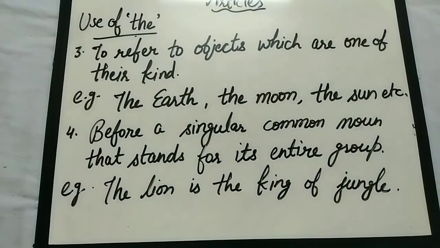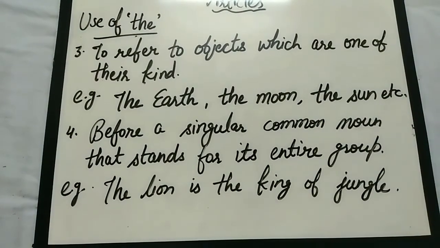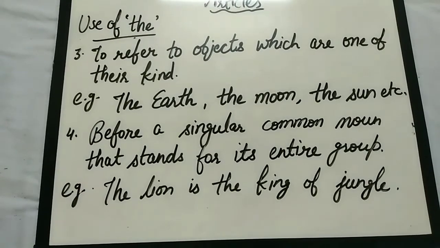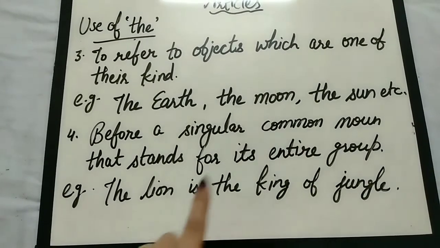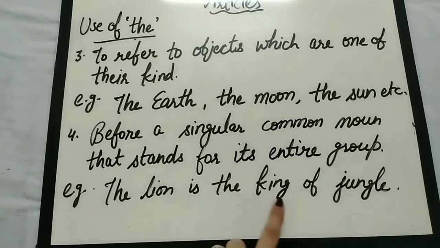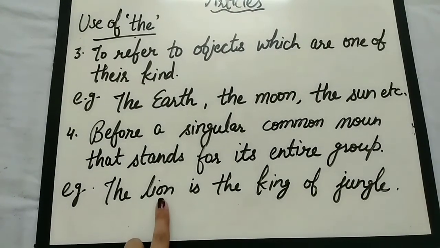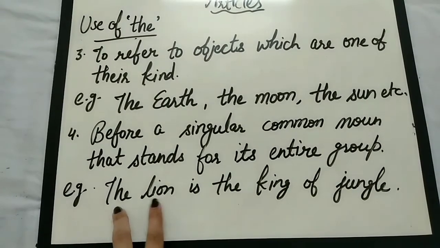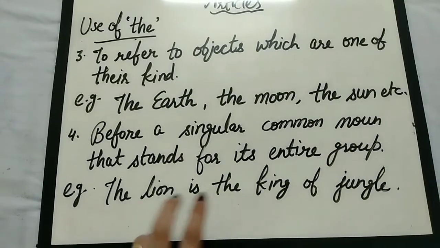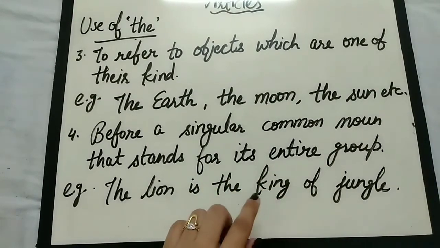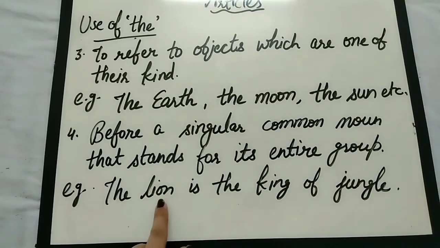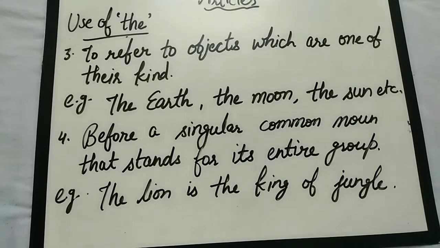And next, it is also used before a singular common noun, and that stands for its entire group. It means that it represents its whole group, and it is a singular common noun. I have given an example here. The lion is the king of the jungle. Lion is a singular noun and it is also a common noun, but in this sentence the is showing that the lion represents the whole group of lions, those that are known as the king of the jungle. The lion is the king of the jungle.